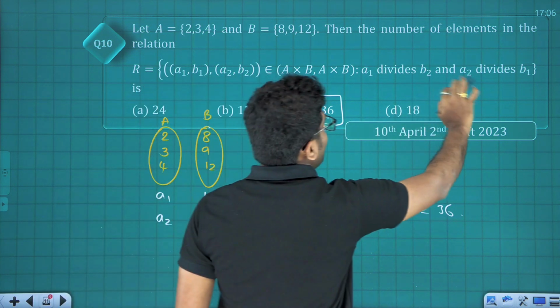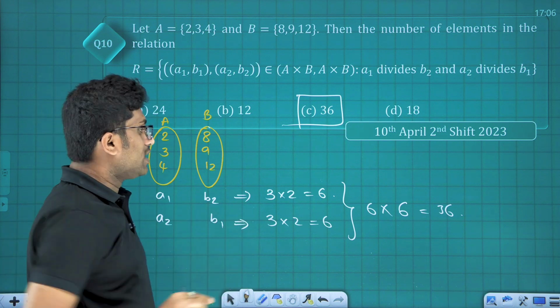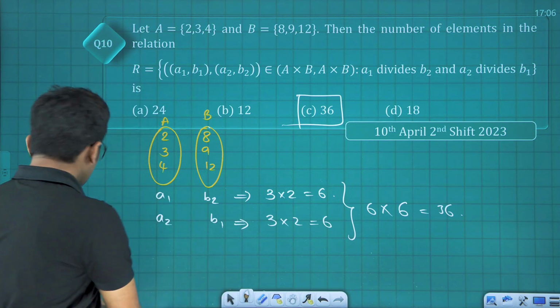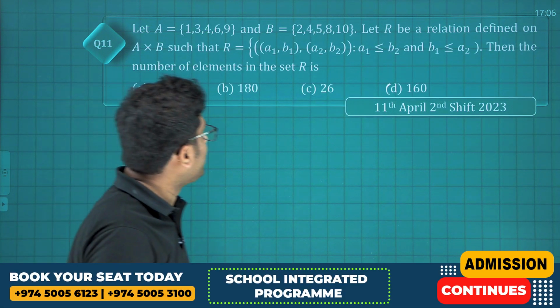As we have "and", friends, we use the multiplication principle of counting, then we get the total number of ordered pairs will be 6 × 6 = 36. Next question. Set A = {1, 3, 4, 6, 9}, set B = {2, 4, 5, 8, 10}.